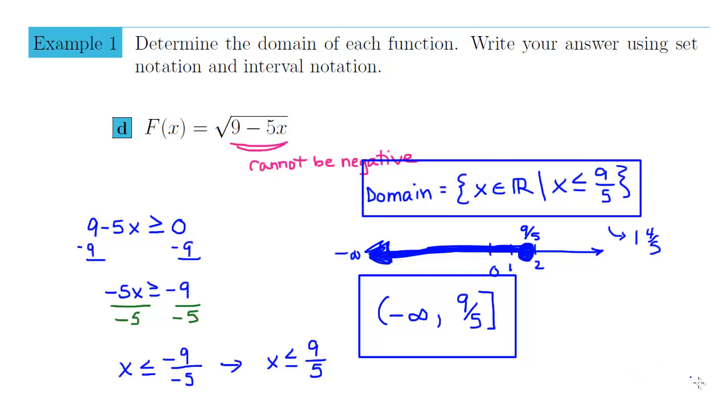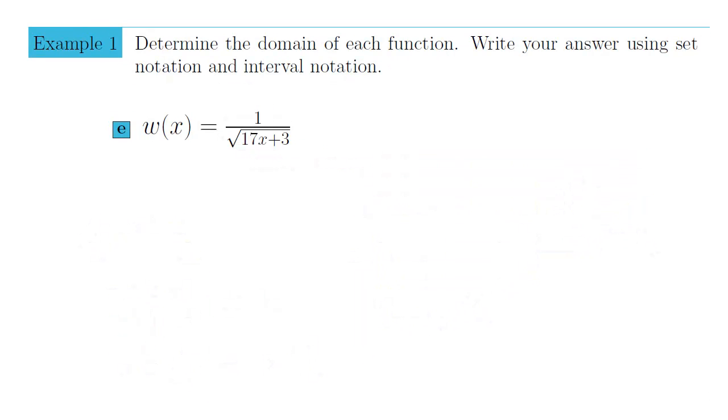Let's take a look at another example. Let's determine the domain of the function w of x equals 1 over the square root of 17x plus 3. This is a little trickier than the last example. This is not only a square root function, but it's also a rational function. So how do we find the domain of this function?